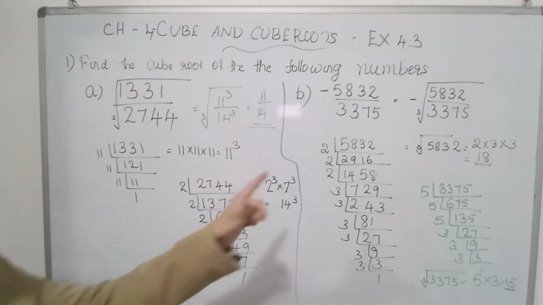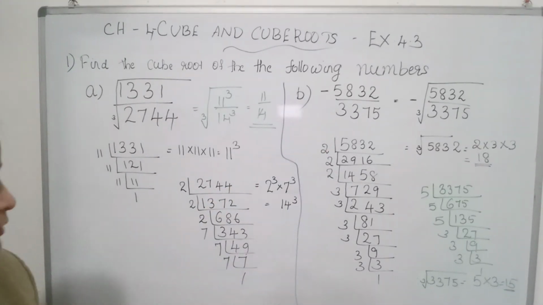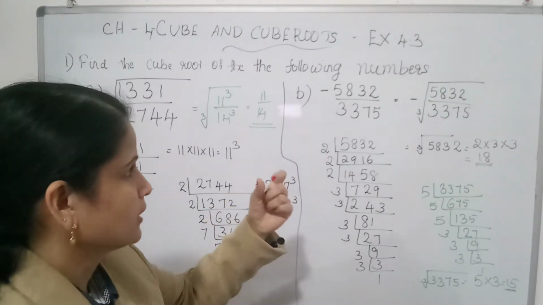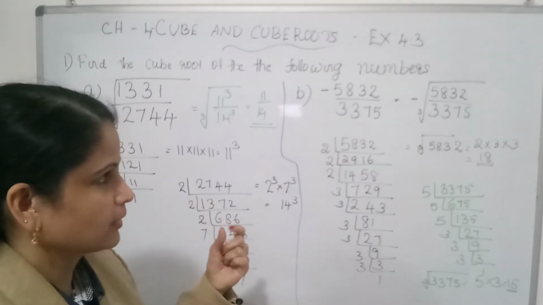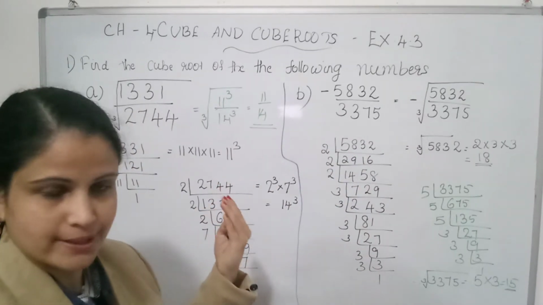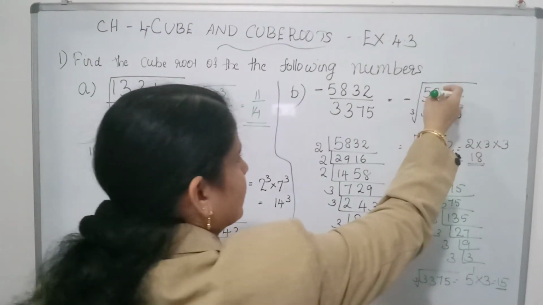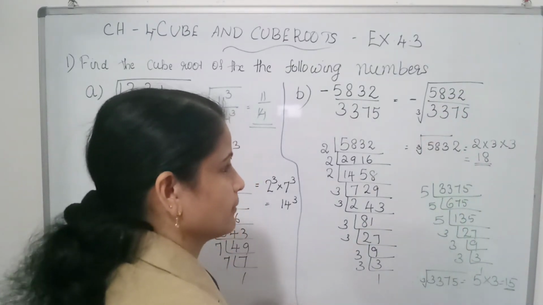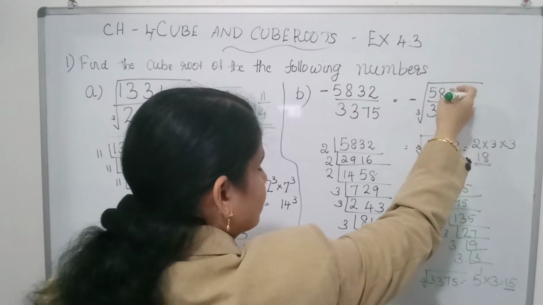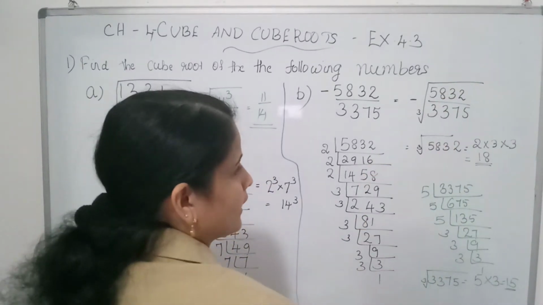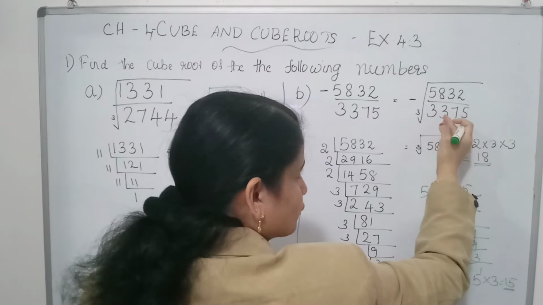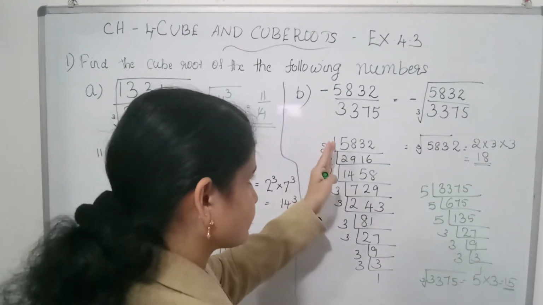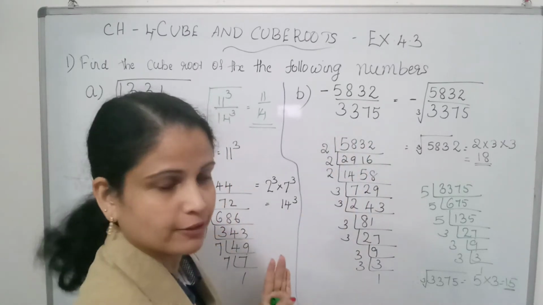In the same way, here there is one minus sign in front of the rational number. So when you take the cube root, you take the minus sign outside and find the cube root of 5832 divided by 3375. You find the cube root of 5832 the normal way, and then find the cube root of 3375 using the prime factorization method. Then you substitute the value, and you will get the answer.